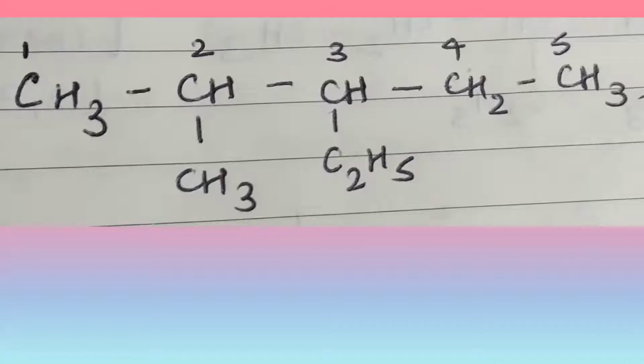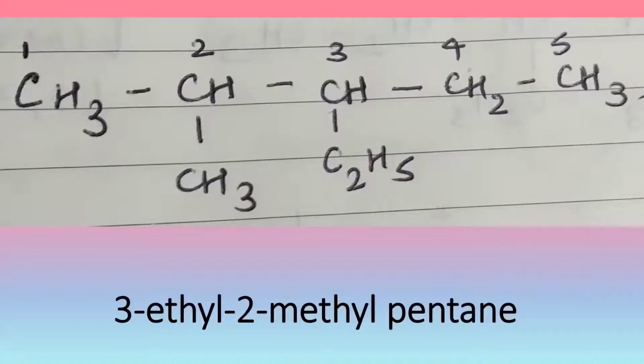So now the naming happens by writing the locant number of ethyl, that is 3-ethyl, again a hyphen, 2, then methyl, and then what is the longest carbon chain here? It has 5 atoms, and we know that the root word for 5 is pent, and it's all single bonds, so the ending is ane. That is for a saturated compound. Hence the name is 3-ethyl-2-methylpentane.